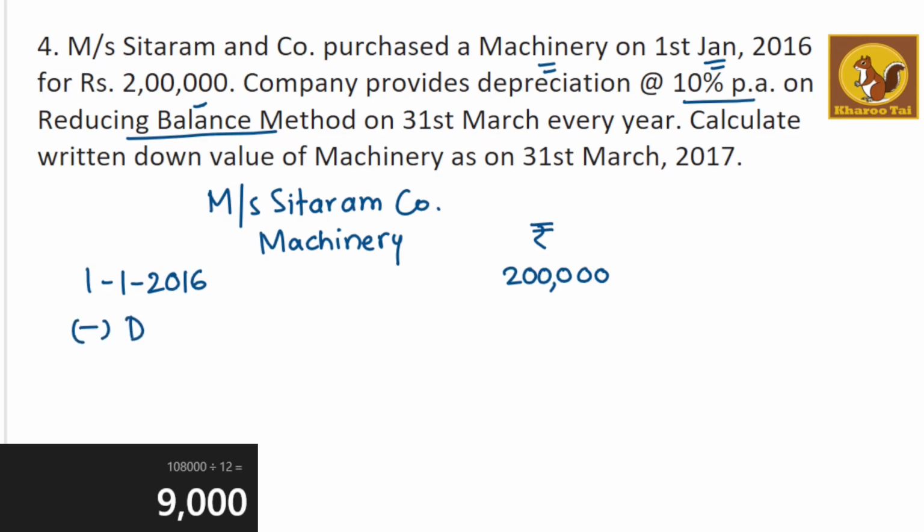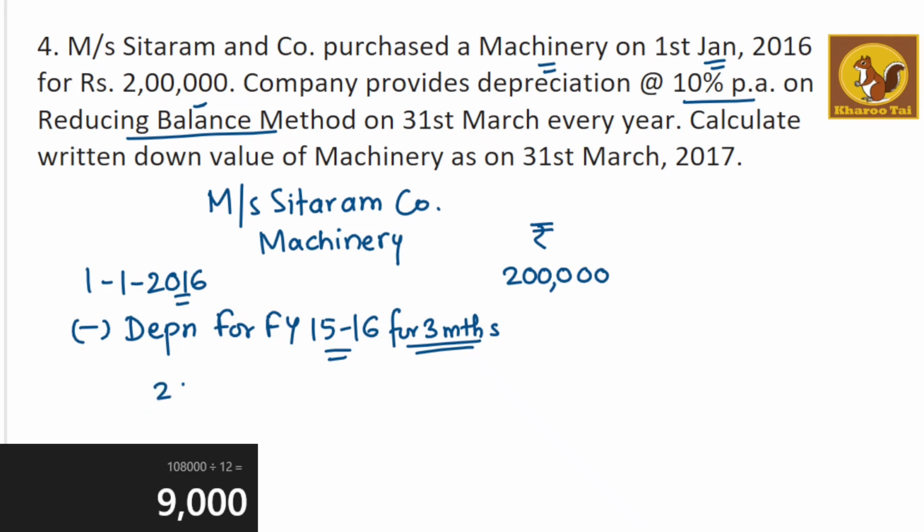Less depreciation for financial year 15-16. This financial year will end in March 2016. So in this financial year, the asset is used only for 3 months, Jan, Feb and March. You can write this directly in calculation itself. You need not write it separately, your choice. So the working will be 2 lakhs.